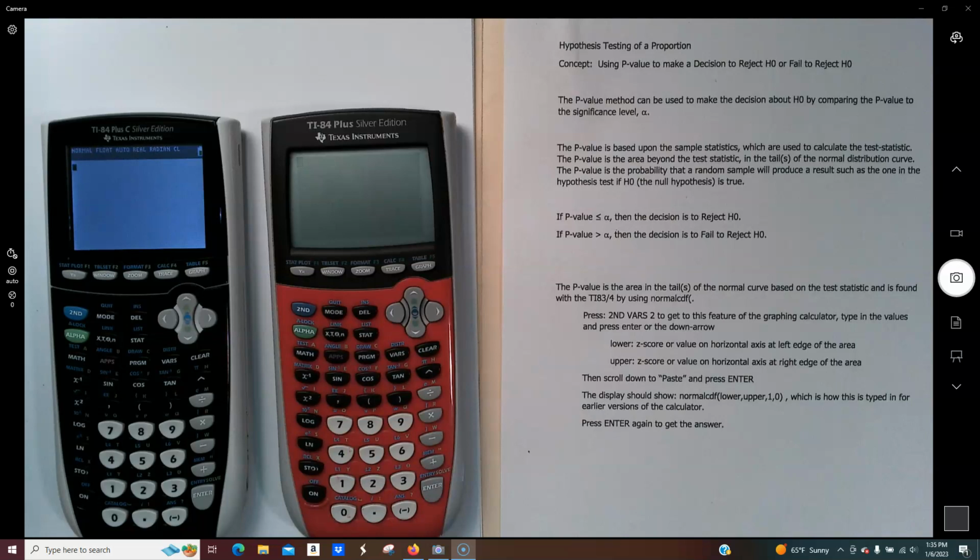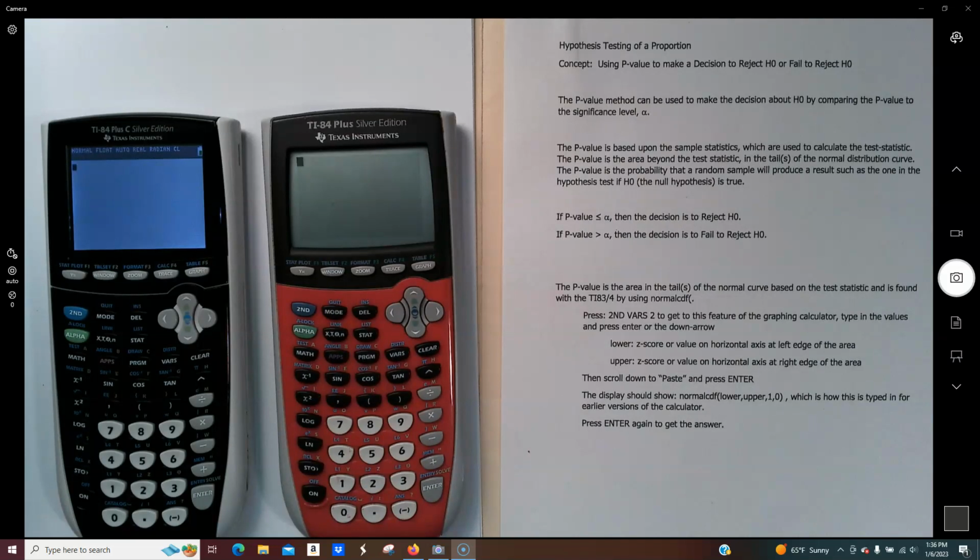The p-value method can be used to make the decision about the null hypothesis, H0, by comparing the p-value to the significance level alpha. The p-value is based upon the sample statistics, which are used to calculate the test statistic. The p-value is the area beyond the test statistic in the tail or tails of the normal distribution curve. The p-value is the probability that a random sample will produce a result such as the one in the hypothesis test if the null hypothesis is true.